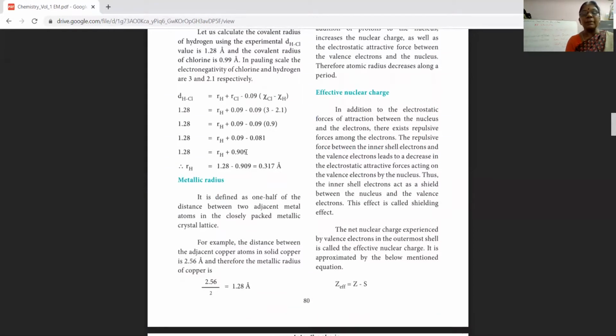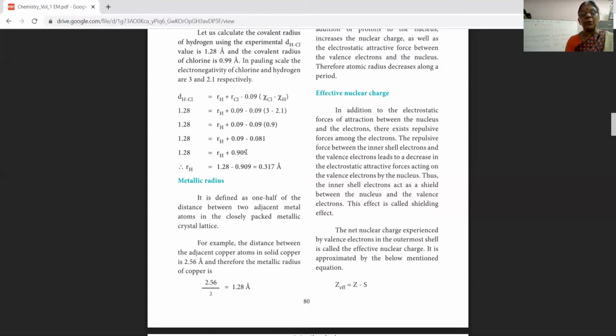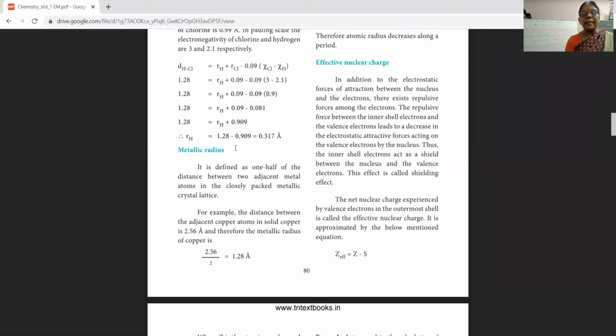The repulsive force between the inner shell electrons and the valence electrons leads to a decrease in the electrostatic attractive forces acting on the valence electron by the nucleus. Thus, the inner shell electrons act as a shield between the nucleus and the valence electron, and this effect is called the shielding effect.